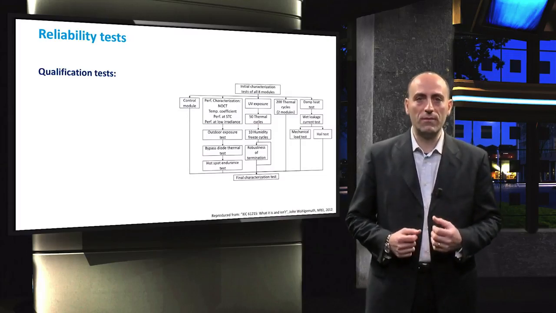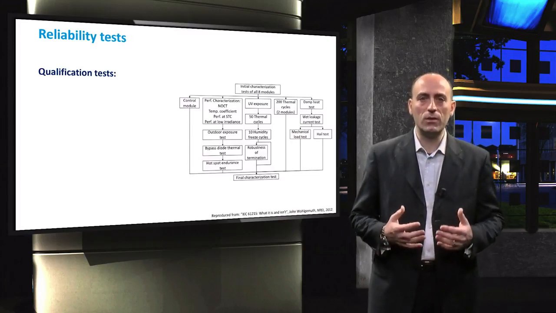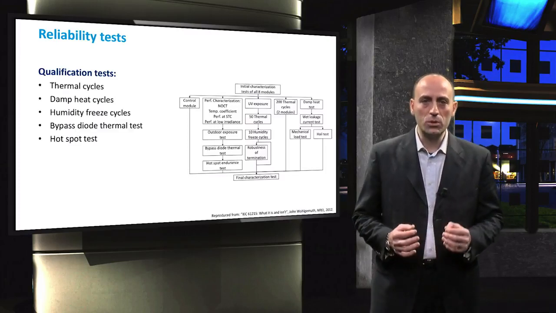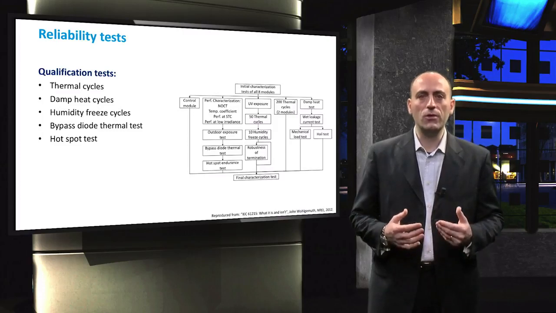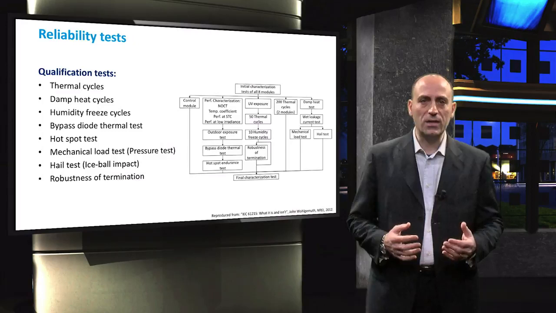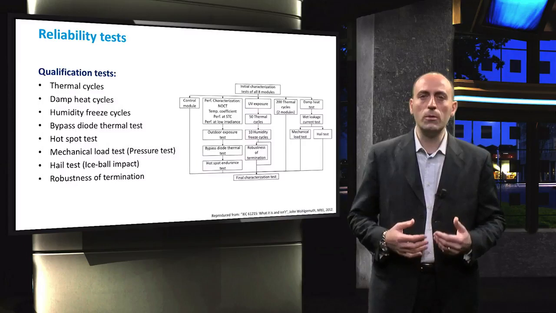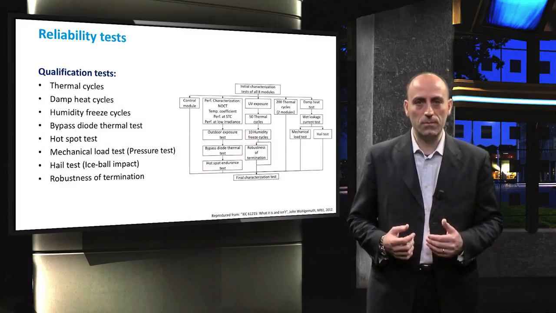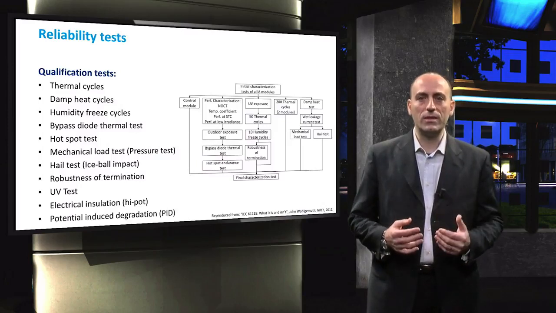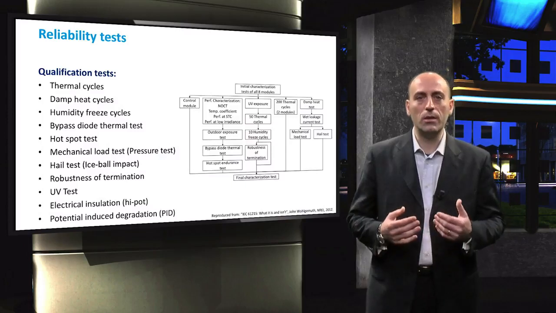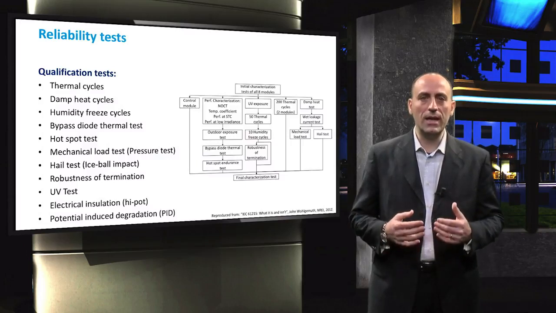Here we list a number of reliability tests for which most are also prescribed by the IEC 61215 standard. The failure modes to be tested can be divided into climate, mechanical, radiation, and electrical failures. More specifically, there are multiple climate tests such as thermal, damp heat, and humidity freeze cycle tests. Next, there are the mechanical tests such as mechanical load test, or the so-called pressure tests, and the hail tests, also called the ice ball impact test. Other tests are, for example, UV, electrical insulation, and potential induced degradation tests. We will discuss all these tests in next lectures.